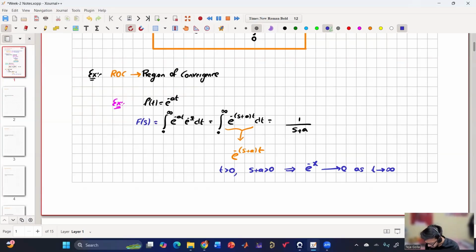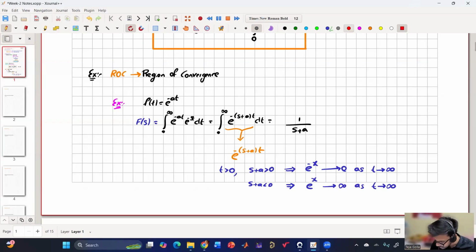Agree? But what if s plus a is negative? If s plus a is negative, then we'll have e to the power positive constant x, and this will tend to infinite as t tends to infinite. So in the second case, we'll not get the integration valid. Integration will tend to infinity. So only in the first case, the integration is valid. So it means s plus a greater than 0. This is our region of convergence. So what is the region of convergence? Here it is s is greater than minus a.